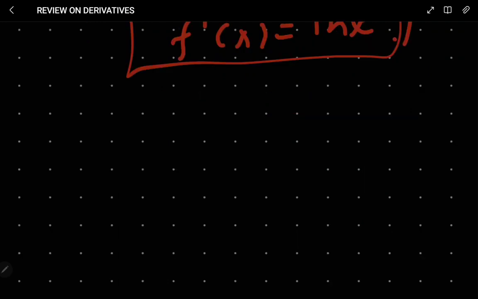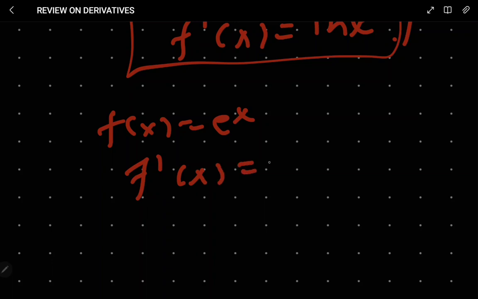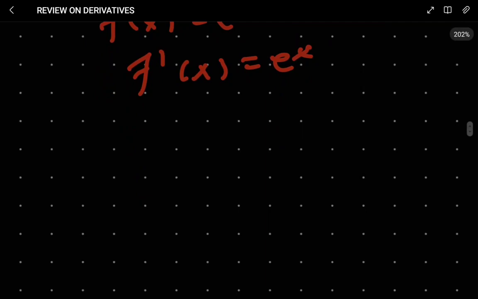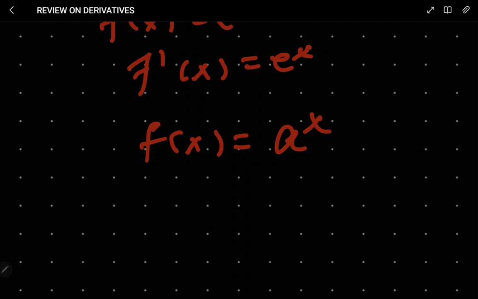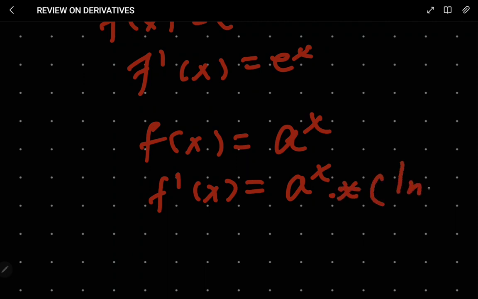And the other thing is, if you have f of x is equal to e to the power of x, then f derivative of x is the same. It is e to the power of x. The derivative and the function are the same for f of x is equal to e to the power of x. But how do we do it if you have f of x is equal to the exponential form, a constant to the power of x? For an exponential function like this one, f derivative of x is very simple. You have a to the power of x itself and you multiply it by ln of a.